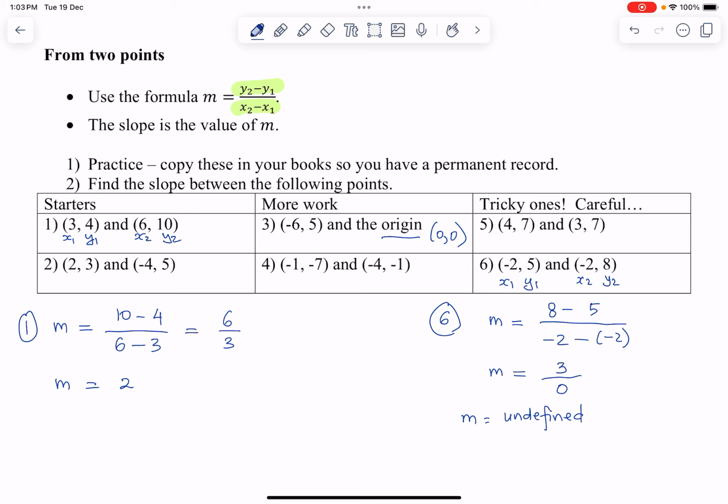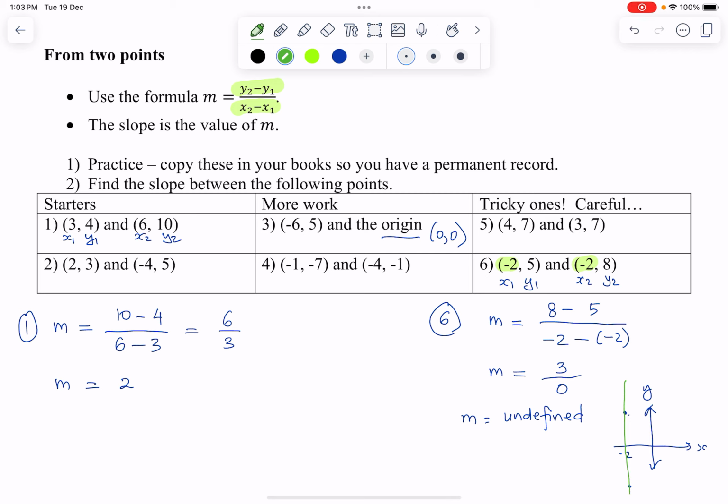So meaning, if you check here, the line passes -2,5 and -2,8. So if you can imagine how it looks like, this is x, this is y. So -2 is somewhere here, -2,5 maybe at the top there, and -2,8 somewhere at the bottom. And if your line actually passes those 2 points, obviously it is a vertical line. So we know that the equation is x equals -2. And the gradient of this vertical line is actually undefined.